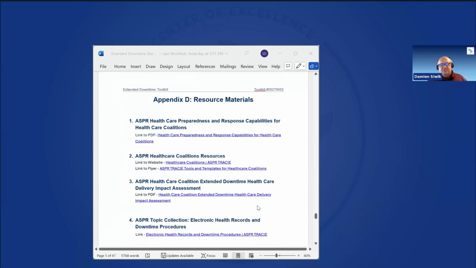These 4 resources, all ASPR, all related to either ASPR policy or ASPR extended downtime policy. The vast majority of these, I'm sure the audience is already well aware of. The first one is just a link to that preparedness and response capabilities document we just saw a second ago. The ASPR TRACIE site that has all the resources available for healthcare coalitions.